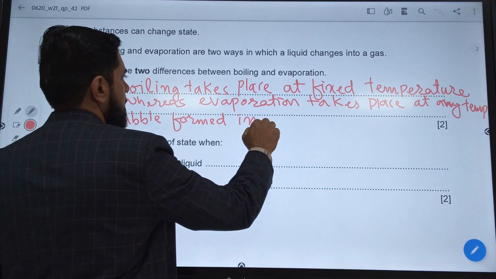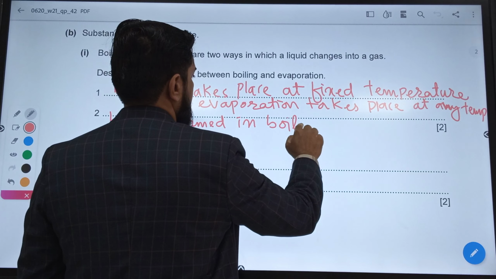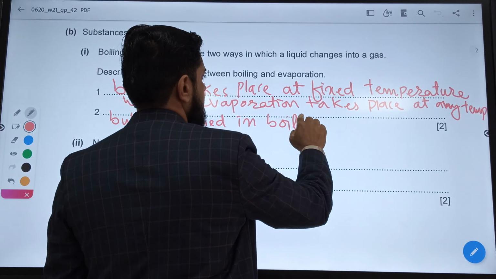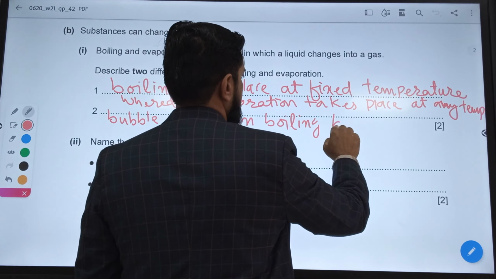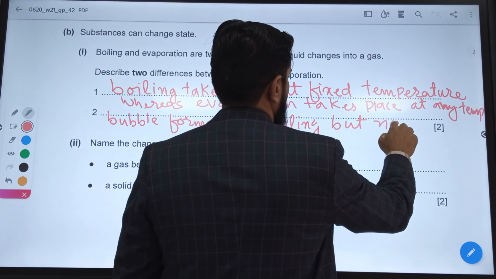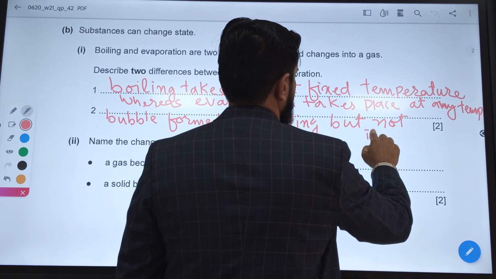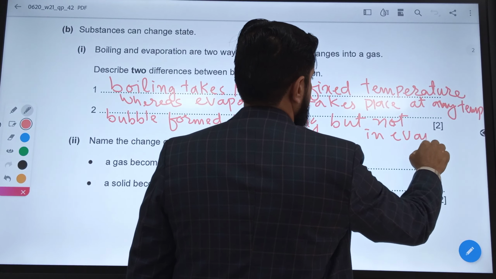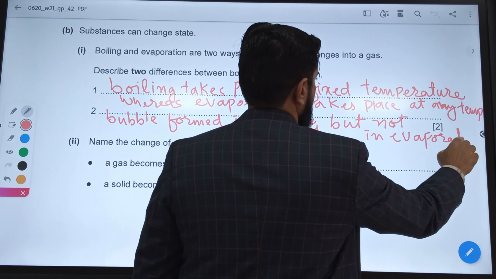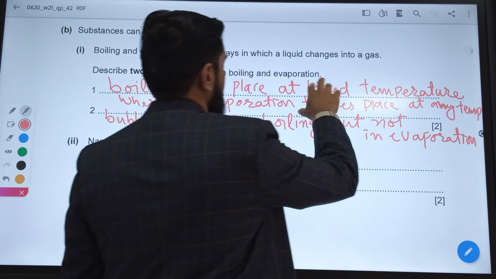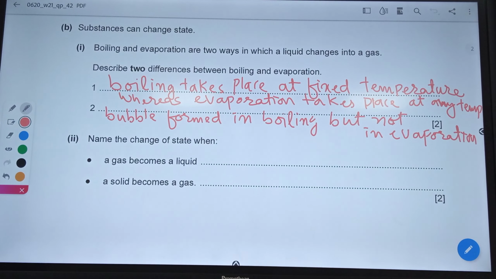In boiling, but not in evaporation. So no need to worry about the space. You may change or squeeze or reduce the words.